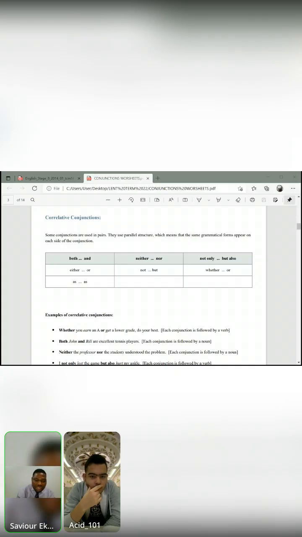Look at the second one. Both John and Bill are excellent tennis players. Both John and Bill, both and, are excellent tennis players. So each conjunction is followed by what? A noun, which is John and Bill.